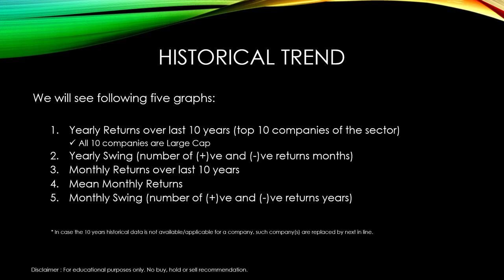Third graph will be the monthly returns graph. It will show the monthly returns over the last 10 years for this sector. Fourth graph will be the mean monthly returns, in which I have taken the mean or the average of all the 10 years for each month. And finally, the fifth graph will be the monthly swing graph, which will show the number of positive and negative returns years. Please do not skip any portion of this video and watch it in full. You are going to learn a lot, which will help you to take decisions on your own.